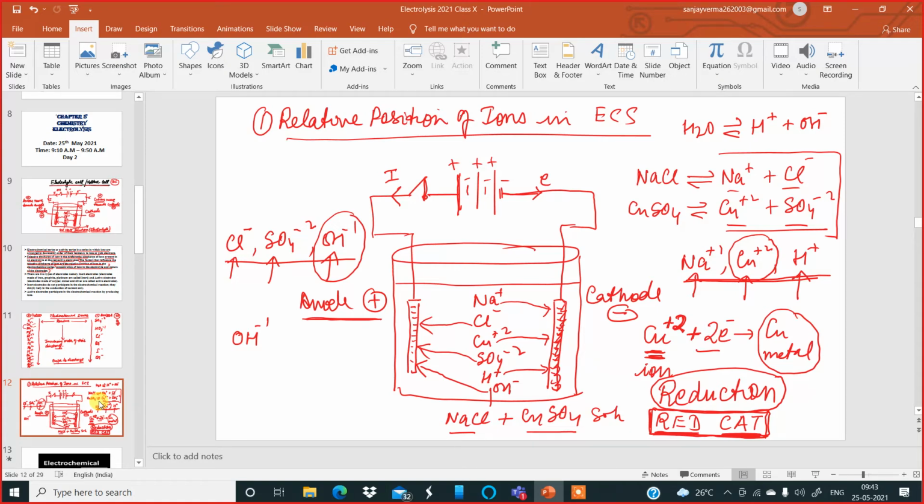At the anode, hydroxide will discharge. OH minus 1. What does OH minus 1 mean? How will it discharge?